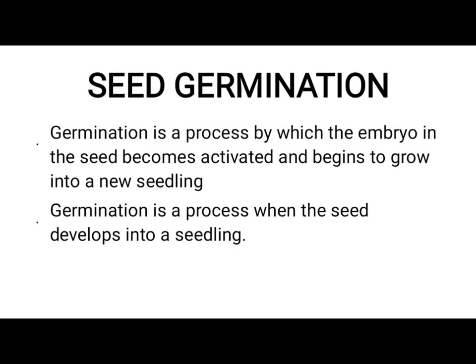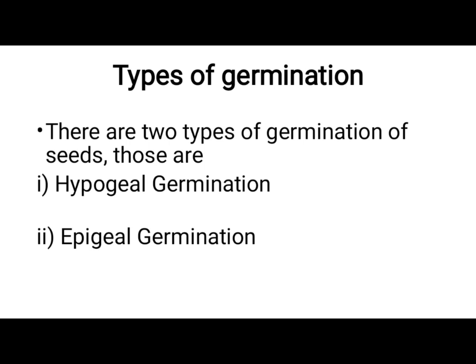So the first one I'm talking about, we have two types of germination. The first one is hypogeal germination, and the second one is epigeal germination. What is hypogeal germination? It's a type of germination in which the cotyledon or cotyledons remain inside the seed coat and do not come above the level of the soil.